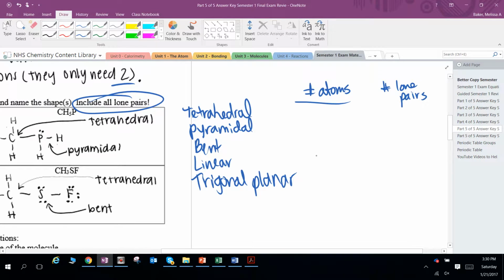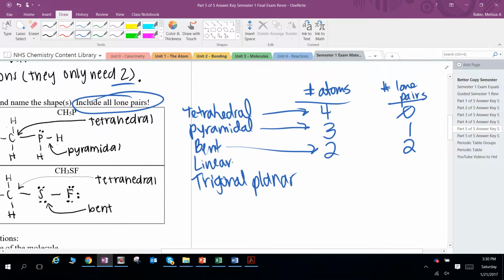So if you're trying to figure out what shape is surrounding an atom, if there are 4 atoms bonded to it and no lone pairs, that's going to have a tetrahedral shape. Whereas pyramidal, only 3 atoms attached and 1 lone pair. Bent is typically 2 atoms and 2 lone pairs. Linear is 1 or 2 atoms and no lone pairs. And trigonal planar, like pyramidal, has 3 atoms attached but no lone pairs.